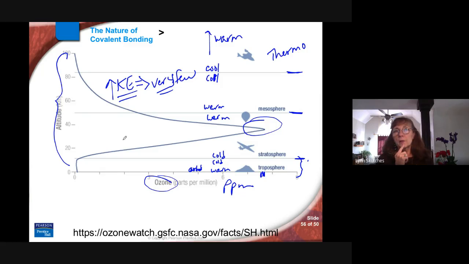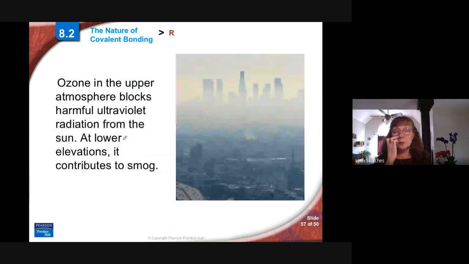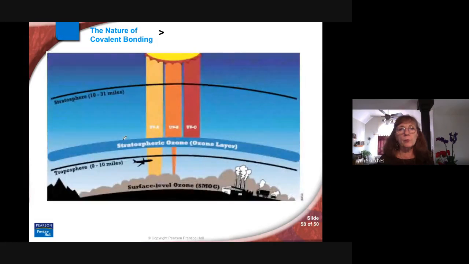So let's see about this. That's probably good enough. All right. Again, ozone at the surface is bad news. It is created due to sunlight and pollutants from your car, or a coal-fired plant, or some other combustion device.